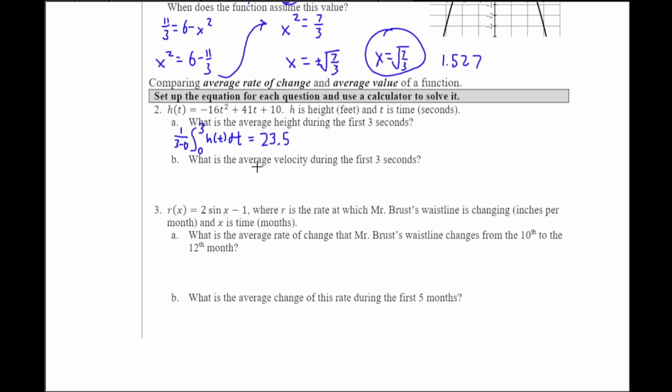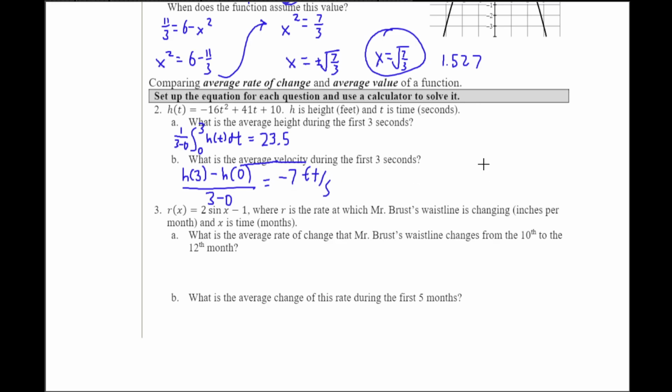All right, this one's a little trickier. B is asking, what is the average velocity during the first 3 seconds? Average velocity. Remember, velocity, so in this case, I'll just show you here. You're using the average rate of change because velocity is the derivative of the function that we're given. So it's h of 3 minus h of 0 over 3 minus 0. And then you put that on the calculator or you do the computations, you get negative 7 feet per second.